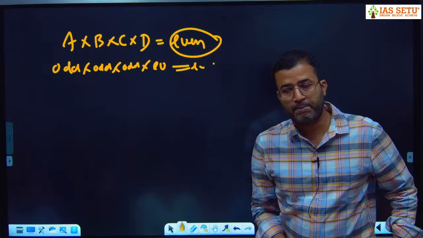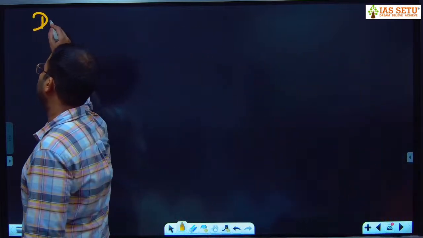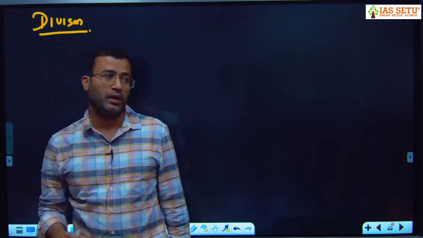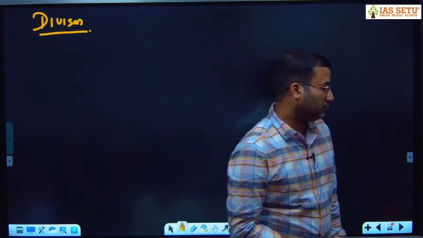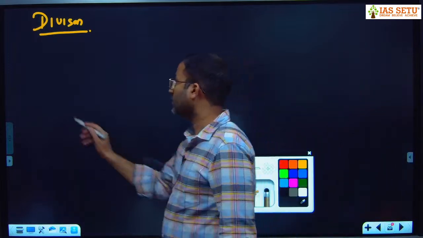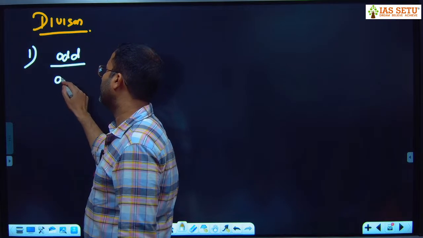Clear? Now next for division. Odd divided by odd.